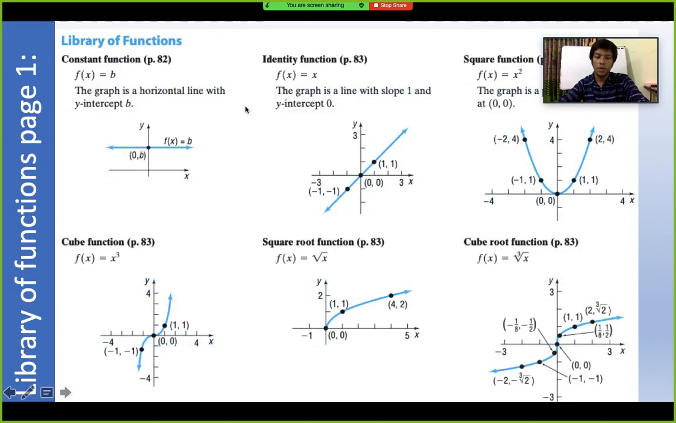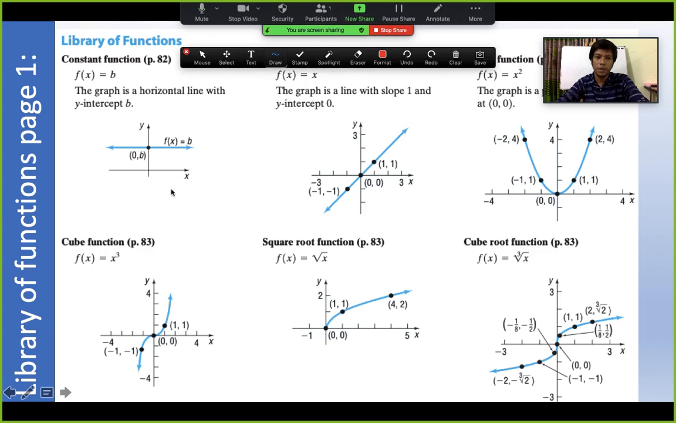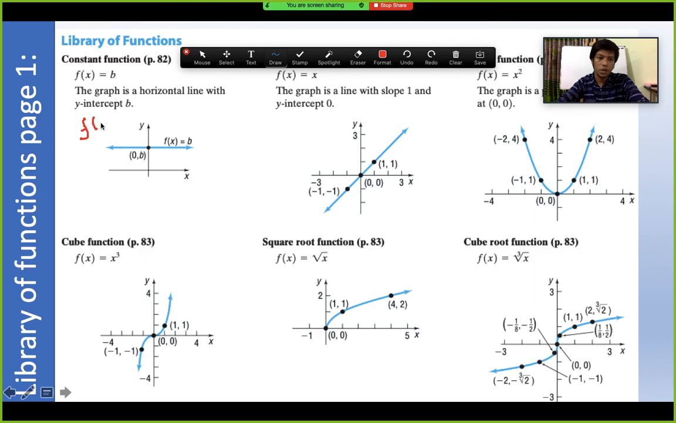Now we have more library of functions. These are the more functions here. f(x) equals b. Let me write some number here. Suppose f(x) equals 2, or f(x) equals 3. That means it is a horizontal line at 2. Then it will be a horizontal line at 2, some line like this. f(x) means y. That means y equals 2. y equals 2 is here. So the line will be like this.